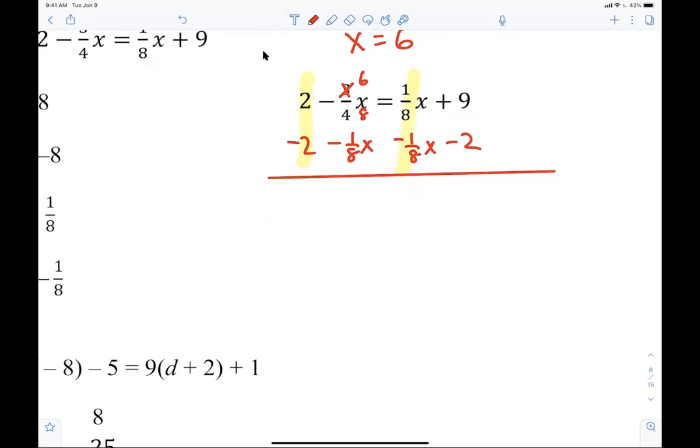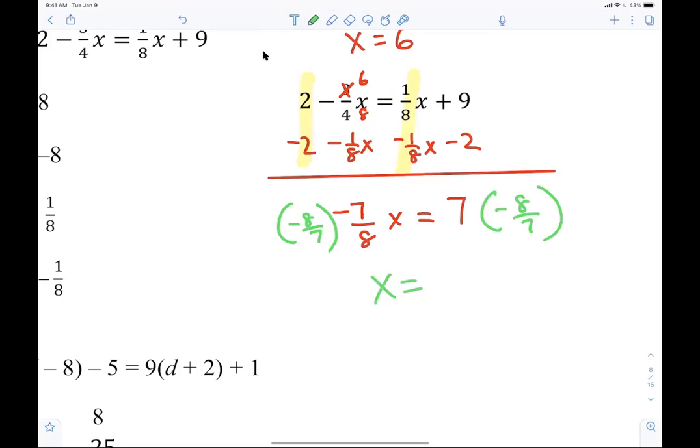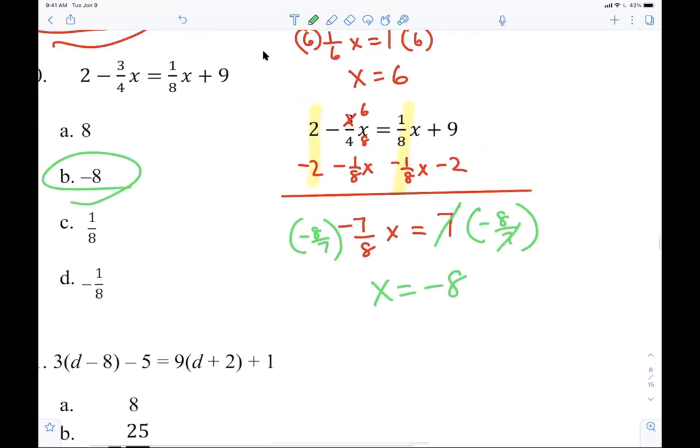Negative 6/8 minus 1/8 is? Negative 7/8. 9 minus 2. 7. Now what am I doing? Reciprocal, which is negative 8/7. So x equals, the 7s cancel. Negative 8. All right, I'm pretty happy.